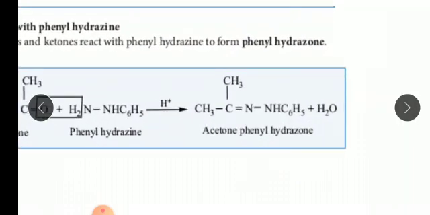These are the derivatives of ammonia. Some more will be there. We will see them in the next class.